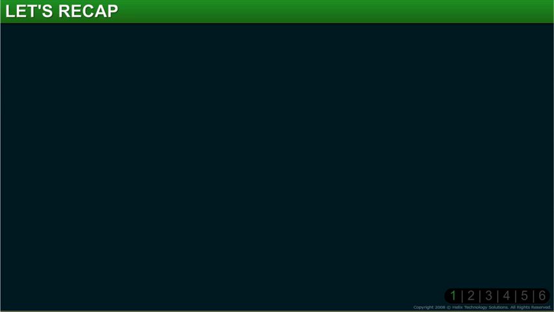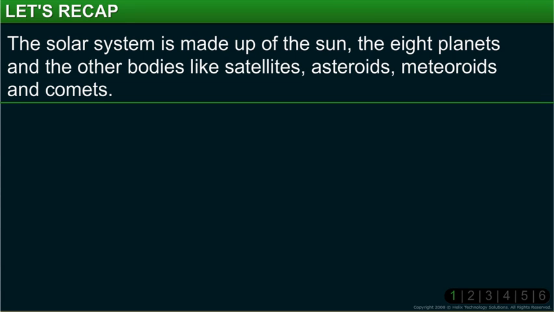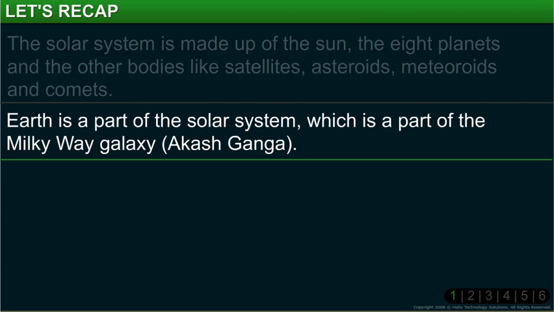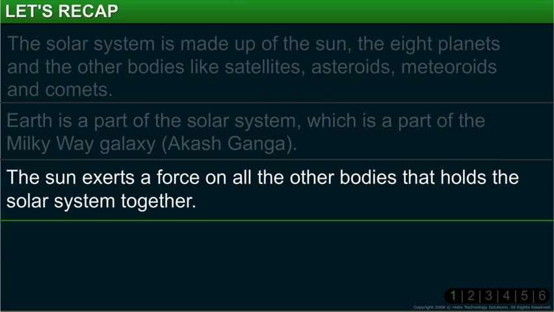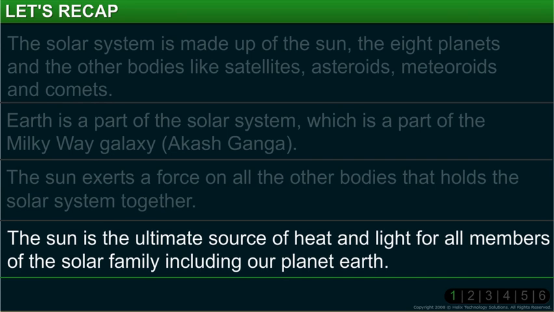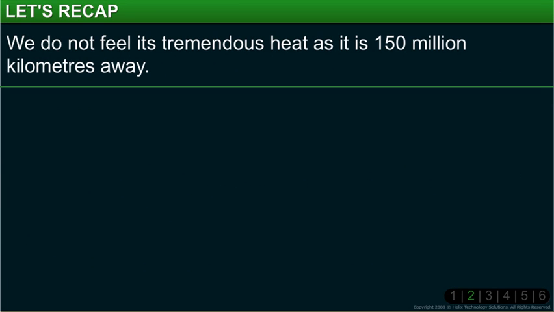In this module, you learned that the solar system is made up of the Sun, the 8 planets, and the other bodies like satellites, asteroids, meteoroids, and comets. Earth is a part of the solar system, which is a part of the Milky Way galaxy, Akash Ganga. The Sun exerts a force on all the other bodies that holds the solar system together. The Sun is the ultimate source of heat and light for all members of the solar family, including our planet Earth. We do not feel its tremendous heat as it is 150 million kilometers away.